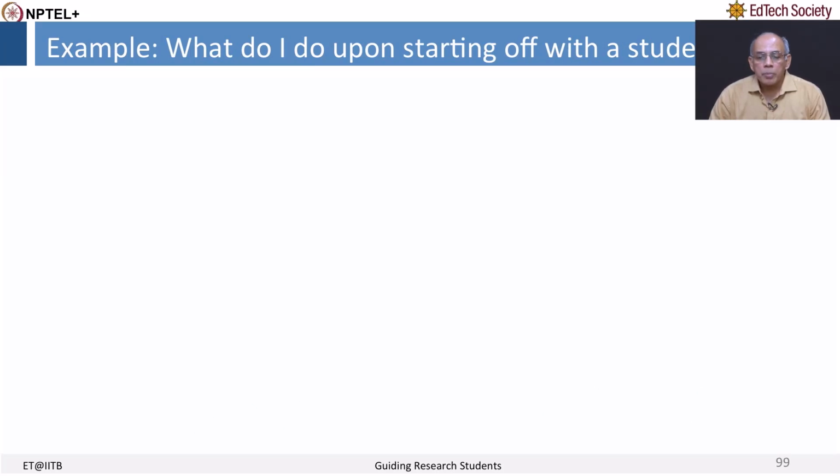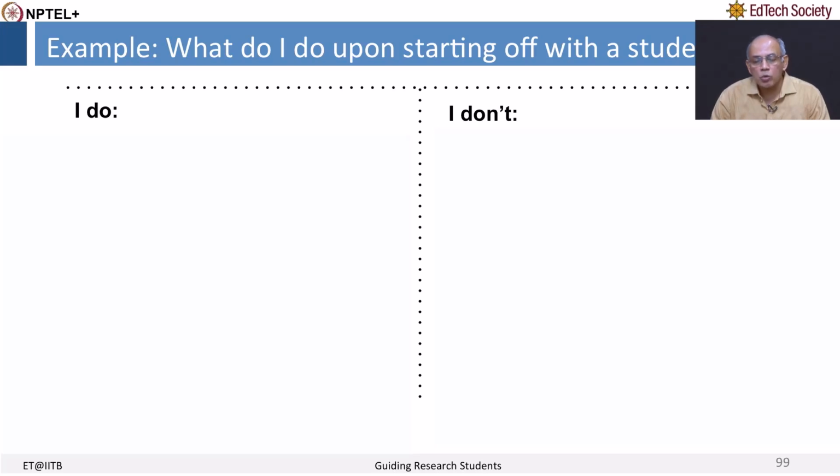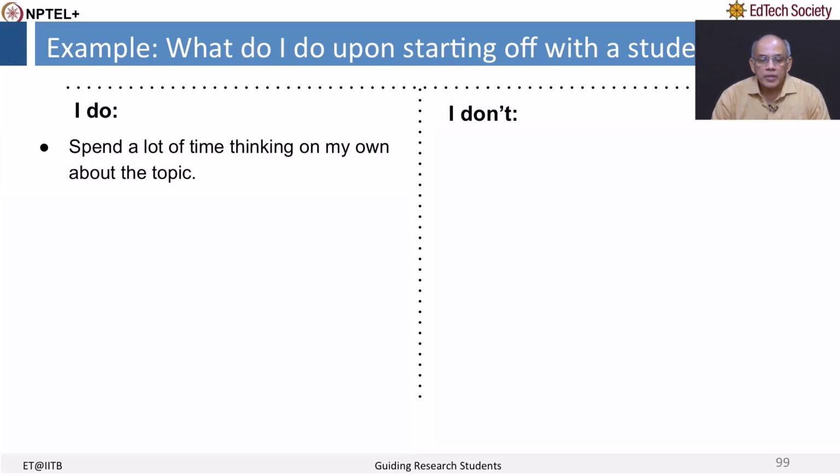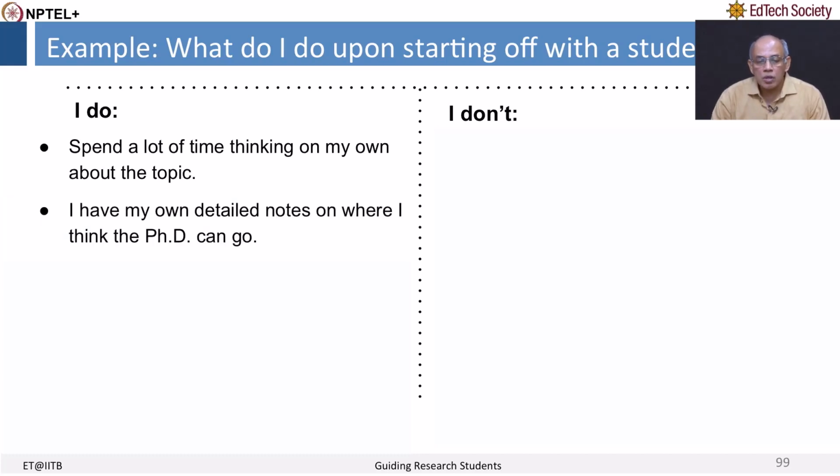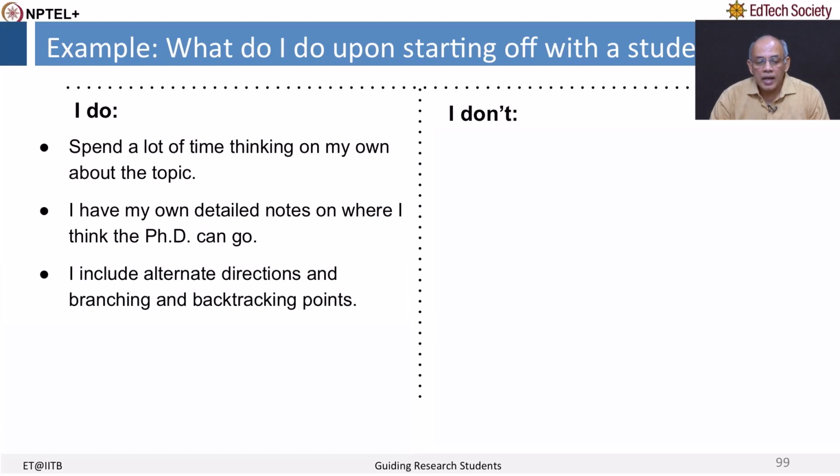So one more example of what I do upon starting off with a student. Now there are some do's and don'ts that I follow. You are welcome to adopt the ones that make sense to you. I spend a lot of time thinking on my own about the topic, because often it's a new topic for me also, since it might be a slightly different area. So I try to see what could be the research that the student can do on that topic. I also maintain my own detailed notes on where I think that the PhD can go, and I include alternate directions and branching and backtracking points.